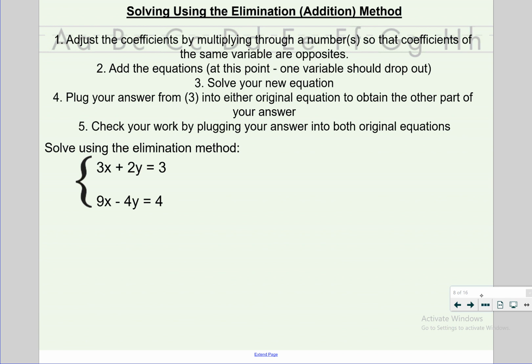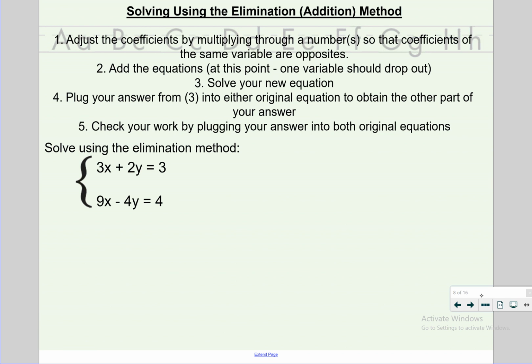Okay, so first step, after everything is lined up, is we are going to adjust our coefficients, if we need to, by multiplying through a number or numbers so that the coefficients on the same variable are opposite. So what I mean by that is I'm eventually going to be able to add these equations together. I want, when I add these equations together, for a variable to disappear. I want either my x's to go away or my y's to go away. But what do I have to add together to get something to cancel? They have to be opposites.